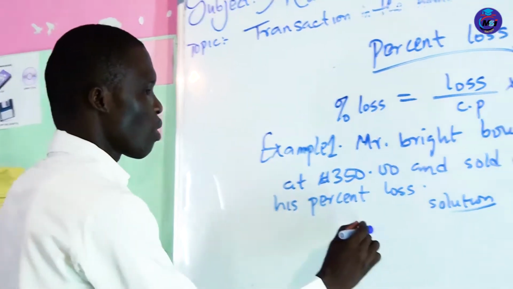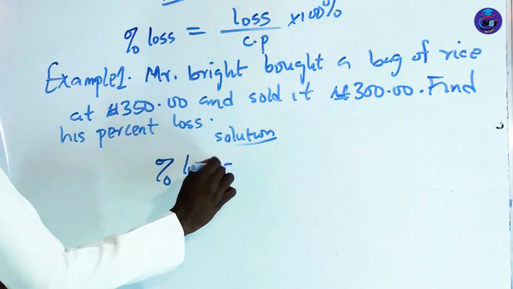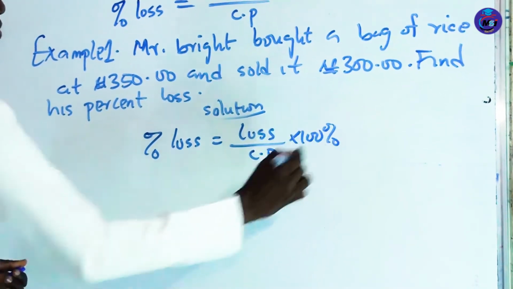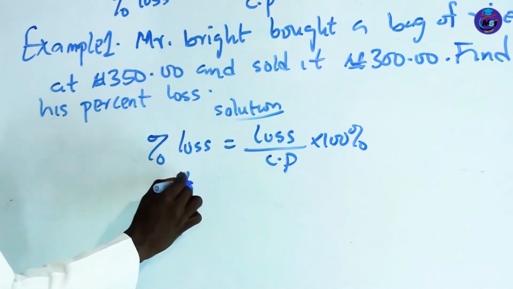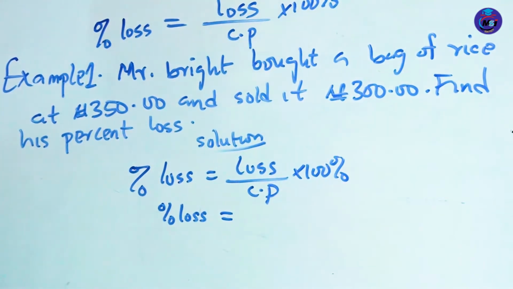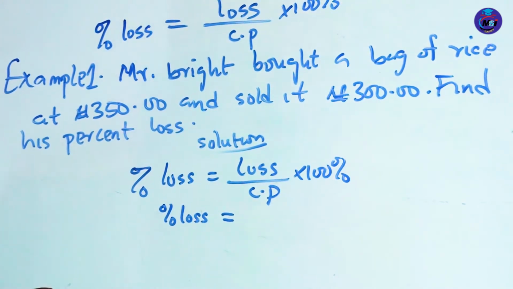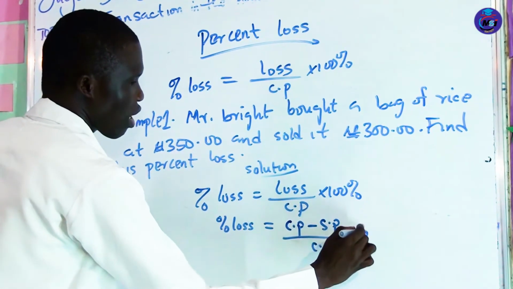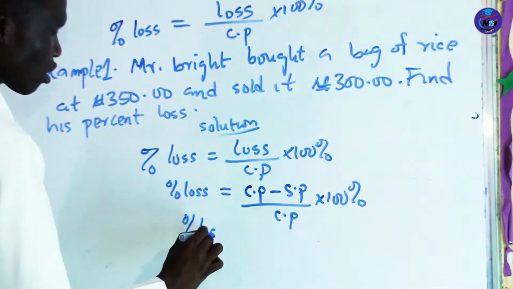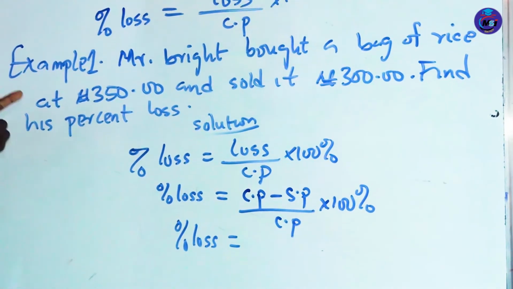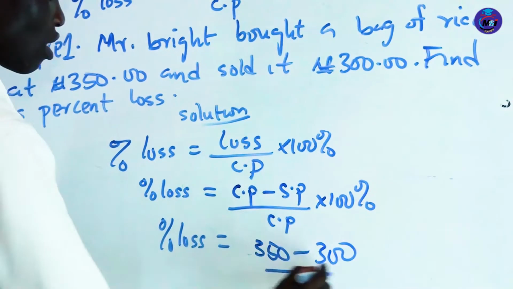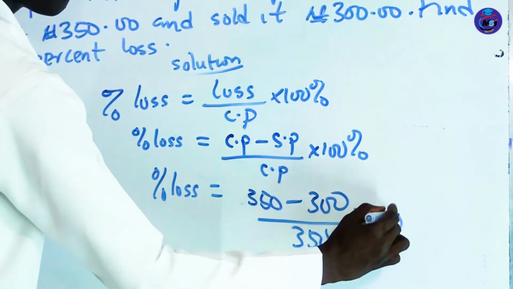What are we going to do? Our formula is percent loss equals to loss all over CP. CP means cost price, multiplied by 100%. Okay, now percent loss equals to, you need to know that loss simply means cost price minus selling price. Cost price minus selling price all over cost price times 100%. So percent loss will give you: the cost price is 350, the selling price is 300, divided by cost price 350 multiplied by 100%.